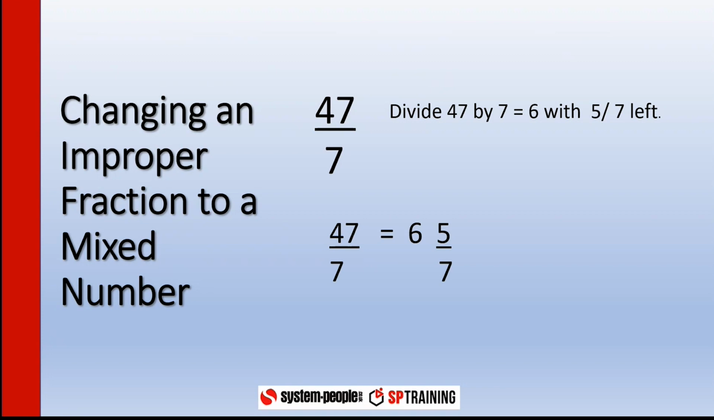So we can write 47/7 is 6 5/7. So here we've got our improper fraction, 47/7, and here we've got our mixed number, 6 5/7. I hope that's helped you in your changing improper fractions to a mixed number and vice versa.